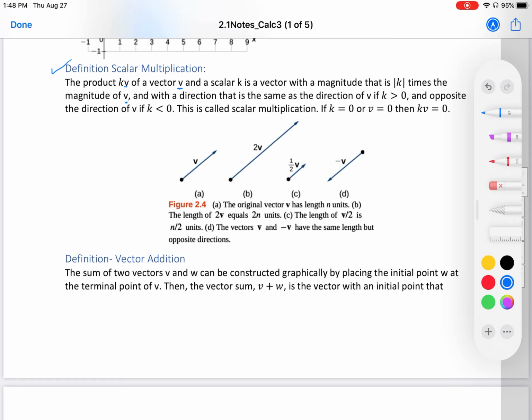Now let's take a moment to analyze these pictures. We first have this vector. We see an initial and ending point. If it's multiplied by a k of 2, then we see it's twice as long. If our k is 1/2, then our vector is shortened by half from the original vector. And if we multiply it by a negative, we see that the arrow is now pointing in the opposite direction.